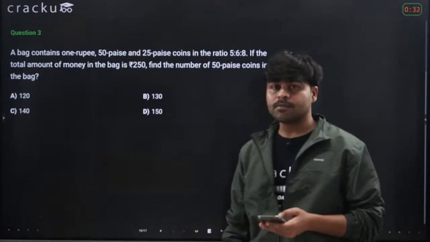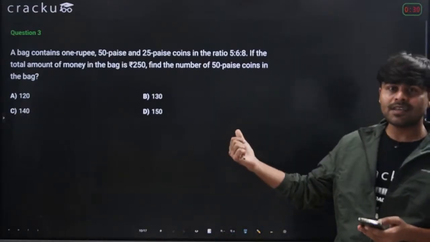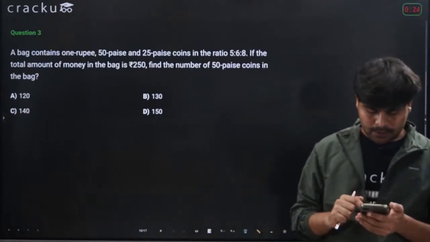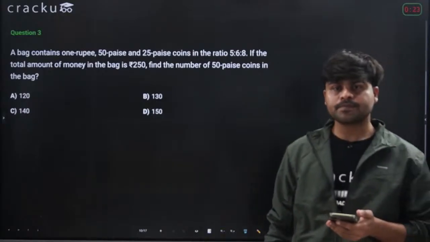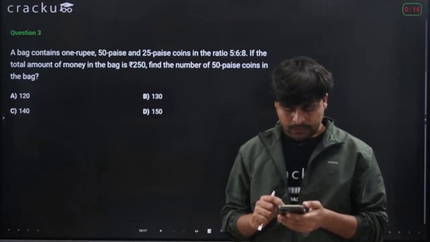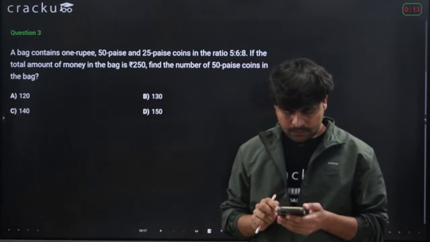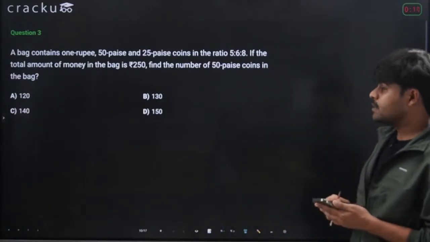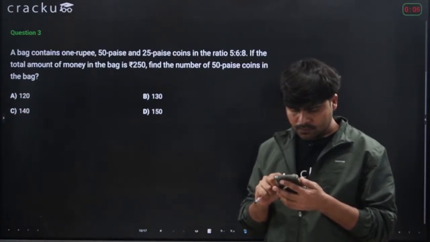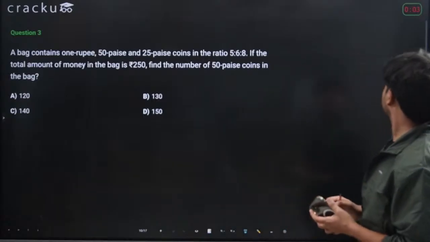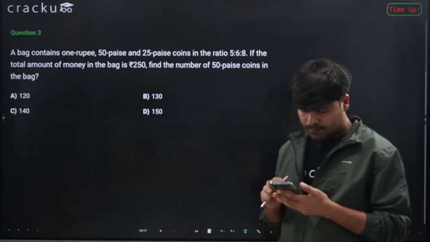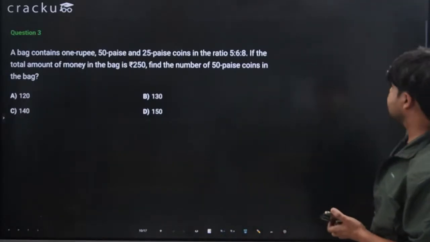Whether you have still some time left, so try to solve it. It's not a very hard question. There are some multiple variables involved, so you'll need to take care of them as well. Okay, 10 seconds left. Okay, so let's try to solve this one.